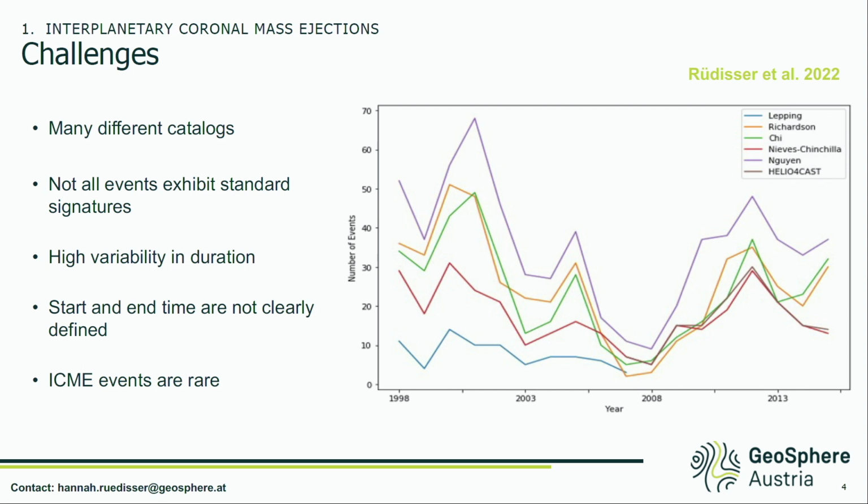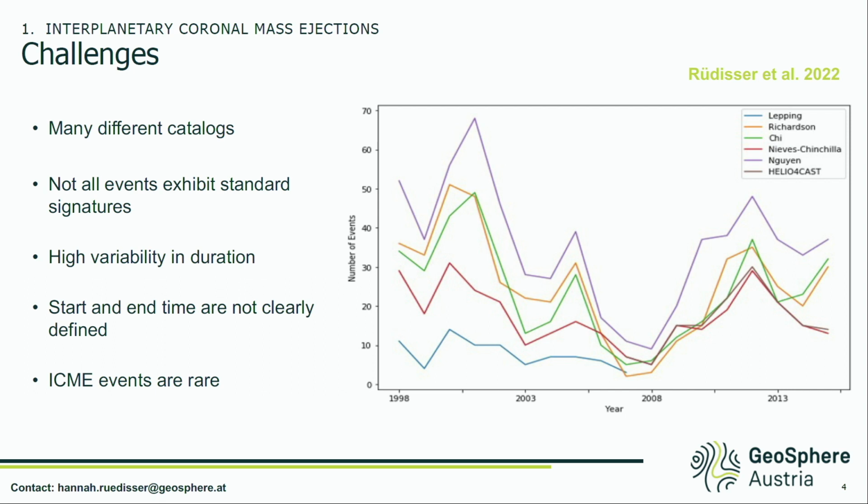As you can see, one of them, as already mentioned, is the fact that we have many different catalogs. Not all events exhibit standard signatures. What is more is that we have a high variability in duration. That means they typically last around 20 hours, but some of them only last a couple of hours, and others may last up to almost 100 hours. What is more, start and end time are not clearly defined, and also ICME events are pretty rare, meaning most of the time nothing happens, we just have the background solar wind or even other signatures within the solar wind. So all of these reasons make it quite difficult to make an automatic detection algorithm for that.